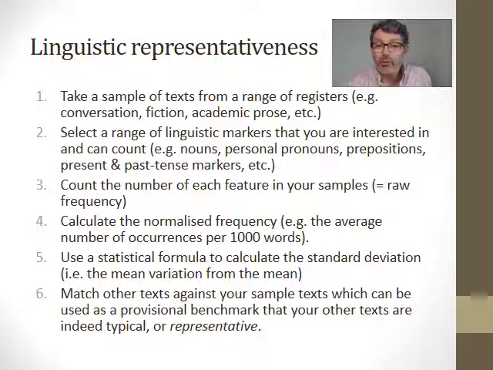You calculate the normalized frequency, for example, the average number of occurrences of each item per 1,000 words or 10,000 words. Then you use a statistical formula to calculate the standard deviation, or SD, the mean variation from the mean. And you finally match other texts against your sample texts, which can be used as a provisional benchmark that your other texts are indeed typical or representative.